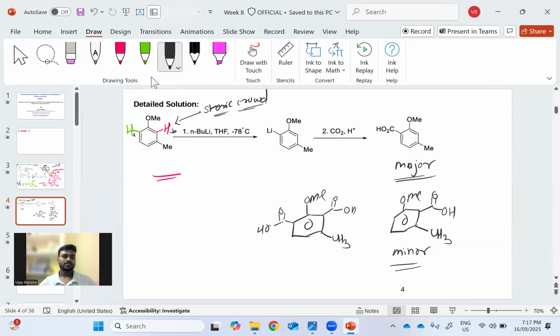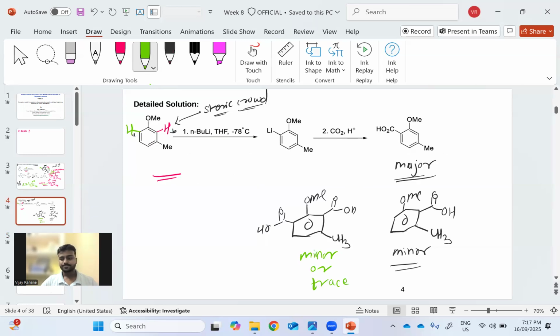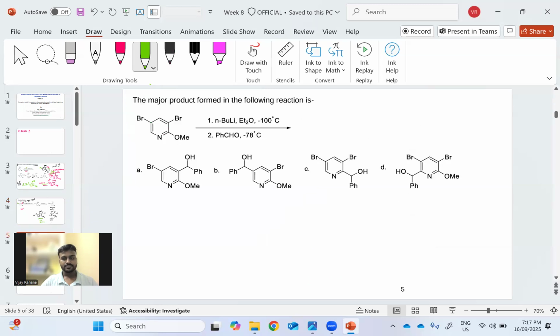Like this. So these are all minor or trace. It will form in the trace amount. So any doubt in this question? We'll move to the next question.